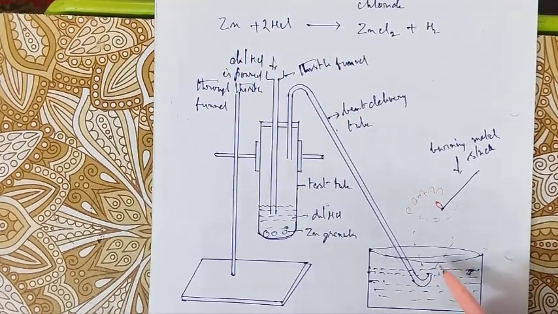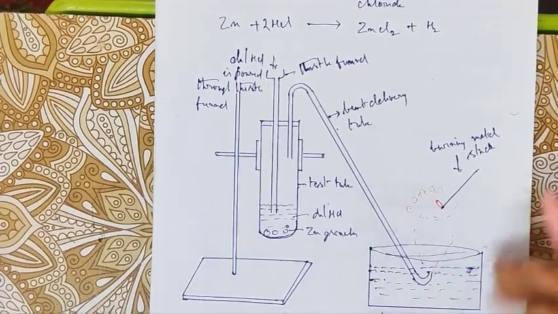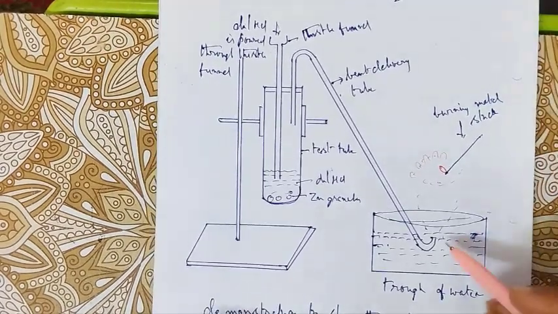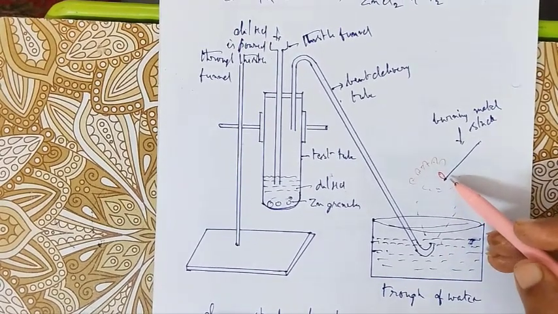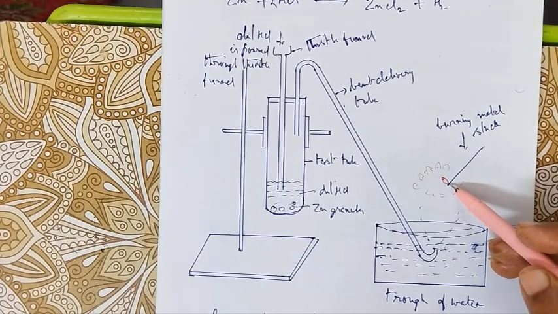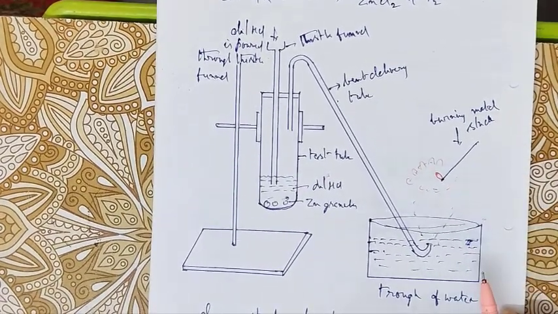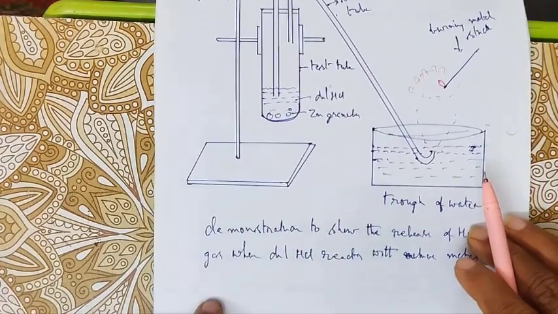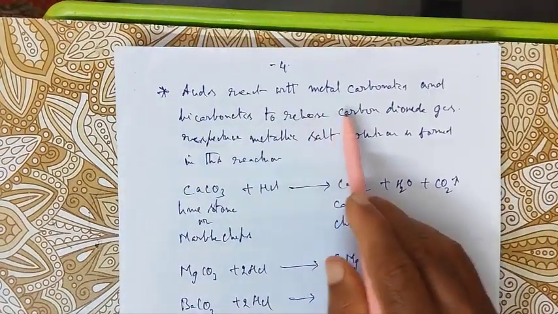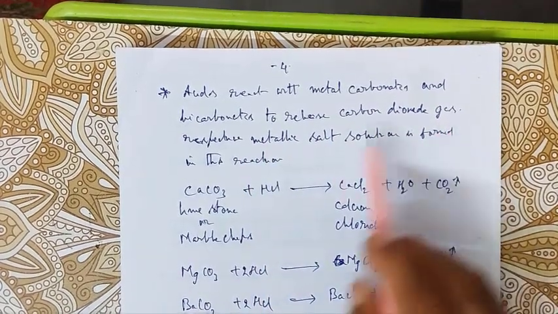This hydrogen gas is sent through water; being insoluble, it comes out of the water. When a burning matchstick is kept here, the matchstick is put off and the gas burns with a pop sound. So this is the test for hydrogen gas, or hydrogen gas is identified in this manner. Acids react with metal carbonates and bicarbonates to release carbon dioxide gas.